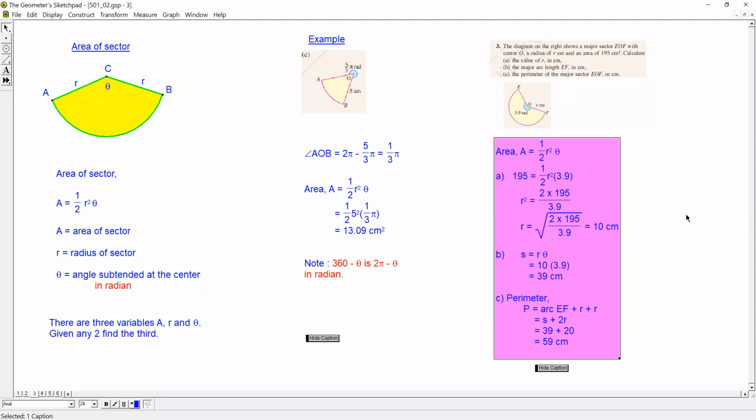So the important thing is, whether you are finding R, theta, or A. Now we have three variables, R, theta, and A. They can give you these two and ask you to find A, or they can give you these two and ask you to find R. So in any case, you don't have to be afraid. Just write down the formula, fill up what you know, then find out what you don't know. From the thing that you have found out, then you use it for the second part and third part.